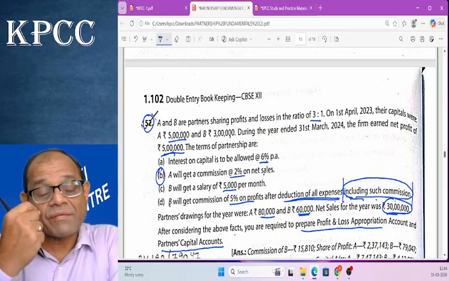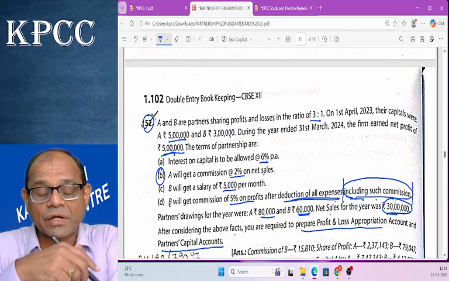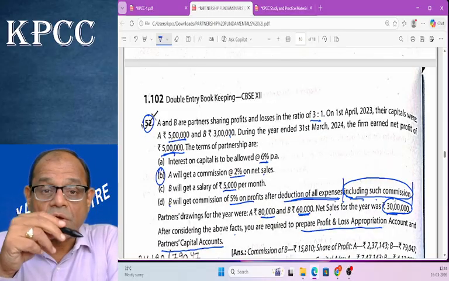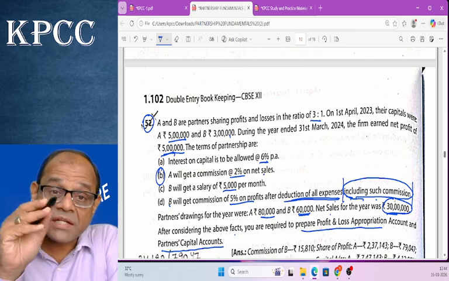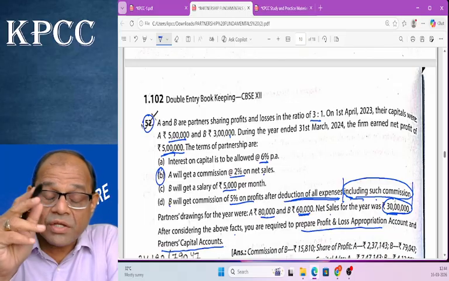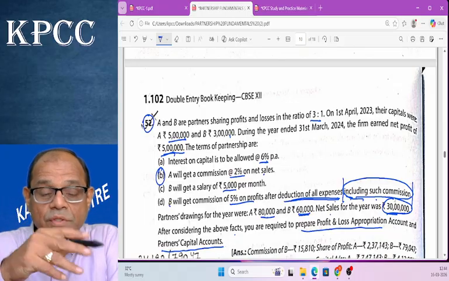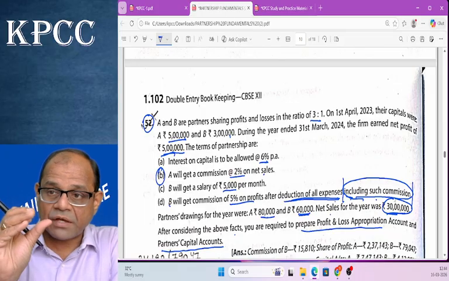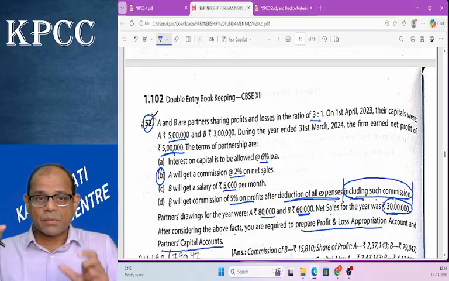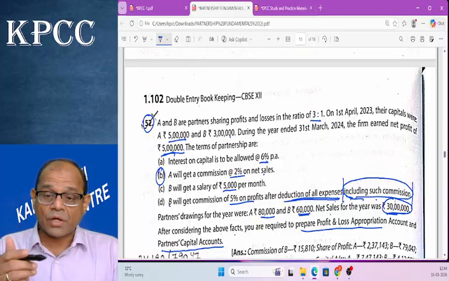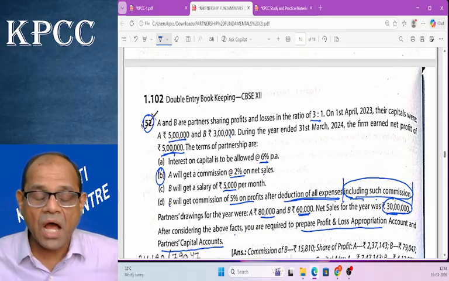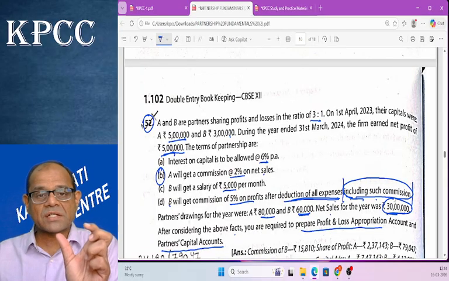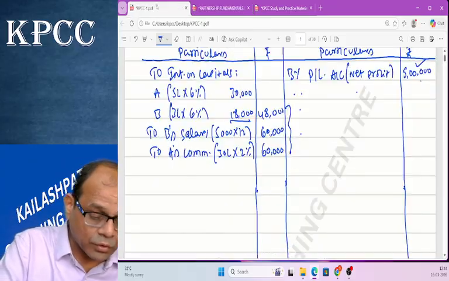Now you remember, in 11th standard we calculated the manager's commission. The manager is entitled to a commission of 5% of net profit after charging such commission. Whenever he uses the words after charging such commission, what do we do? We calculate the net profit, that is credit total minus debit total, in the working note, into R by 100 plus R. Then that will be the manager's commission. Same way here also we will do.